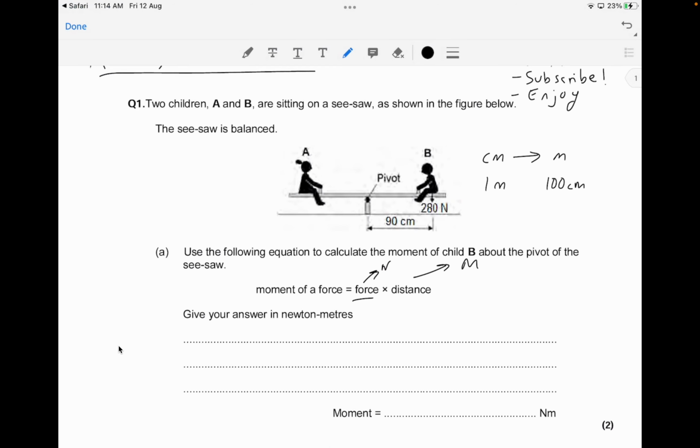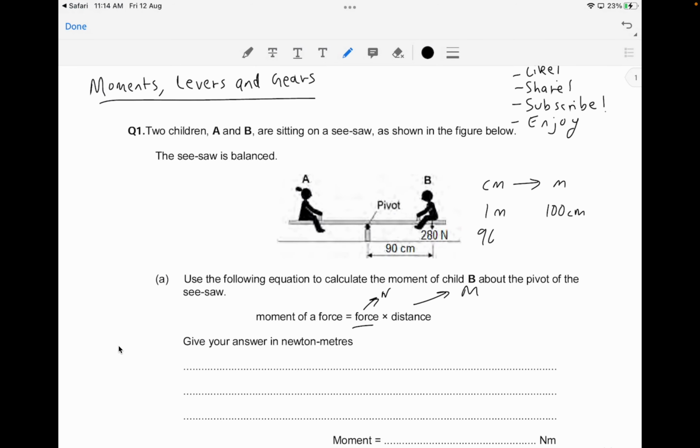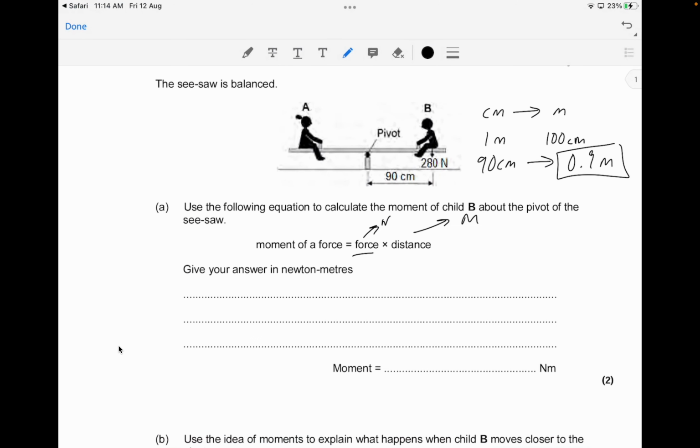So 90 centimeters to meters is going to be 90 centimeters divided by 100. You're going to do that to give you a value of about 0.9 meters. So now we're going to use this value as the distance. Always convert your values before substituting them into the formula. It's very critical. That tip has been used there.